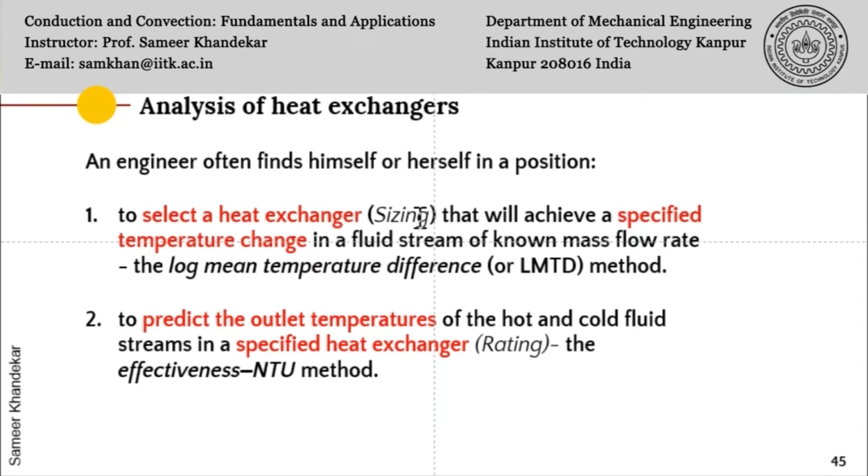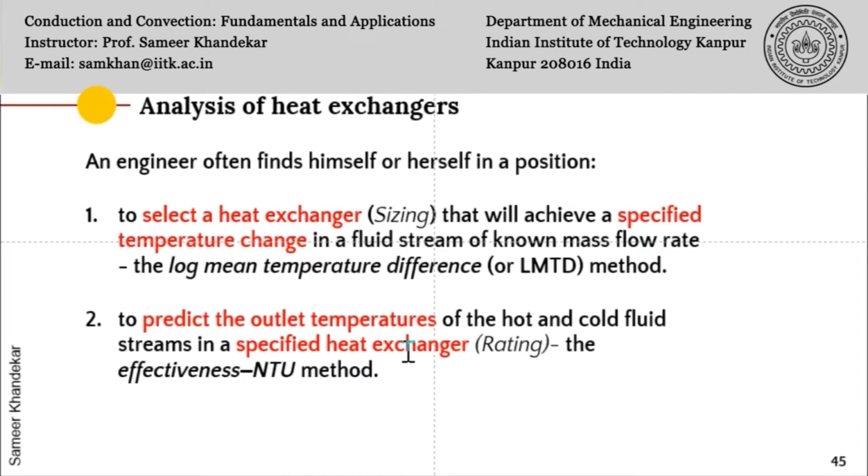Now the other problem which can occur is that you have a specified heat exchanger, that means the heat exchanger is available to you. You are supposed to predict the outlet temperatures of the hot and the cold fluid streams in a given heat exchanger. These types of problems are called rating problems. You have to rate the heat exchanger, which means you predict what the outlet temperatures will be if these two fluids pass through it at certain mass flow rates.